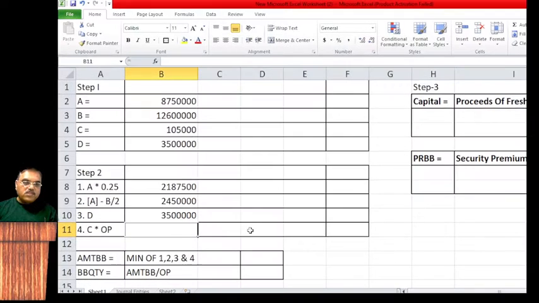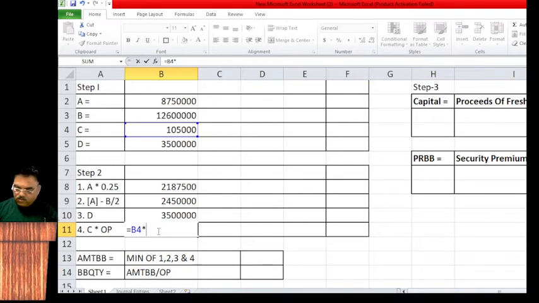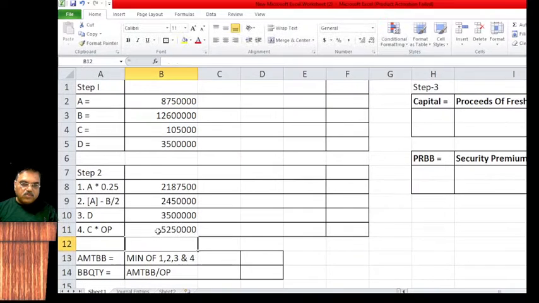And the fourth is C multiplied by the offer price. So here C is 1,05,000 multiplied by the offer price, 50 rupees. So it comes to 52,50,000.